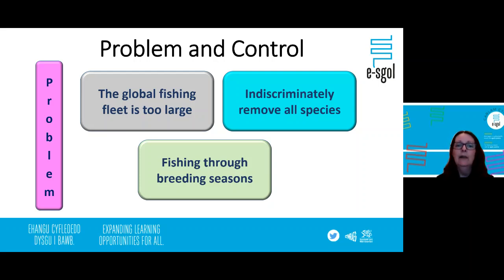And then finally, another problem is that we fish throughout the breeding season, so we don't have a break. That means that populations of fish cannot reproduce and repopulate because we don't ever stop fishing.